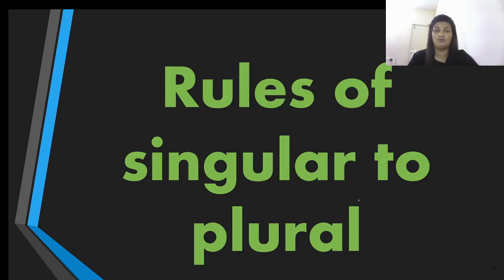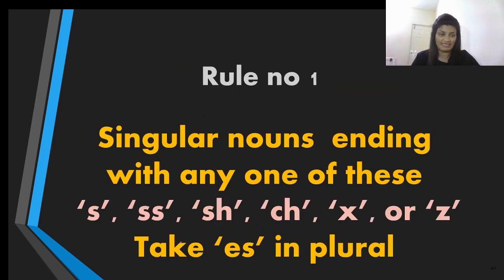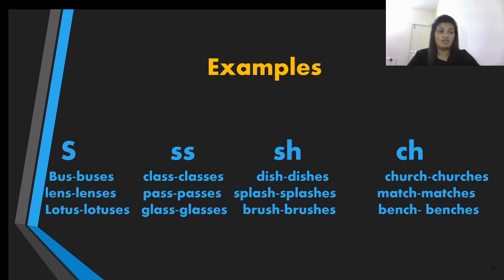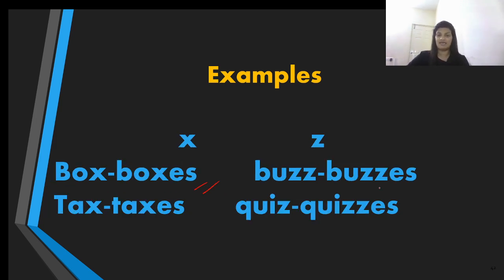But there are other rules as well, which I will take you through. When the words end with the letter S, SS, SH, CH, X, Z, the plural is formed by adding ES, like buses, classes, dishes, churches, boxes, and buzzes. You can see that the words are ending with X, Z, and the other letters that I just mentioned. So when you have these words, you take ES as your plural form.